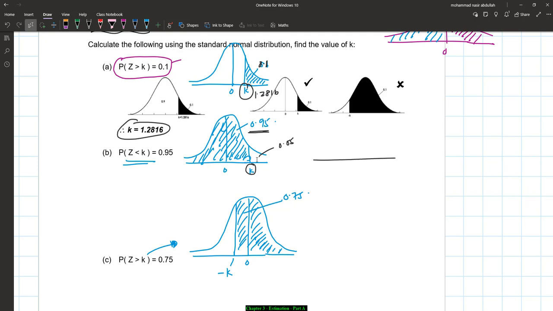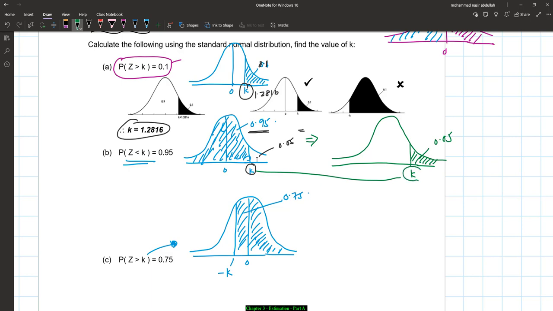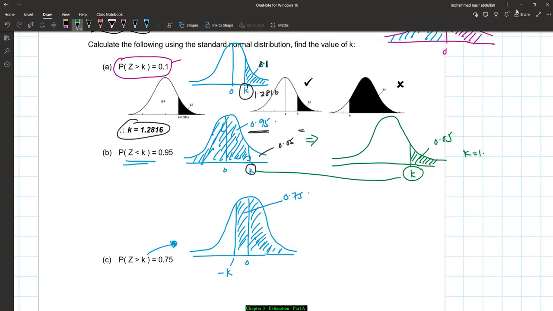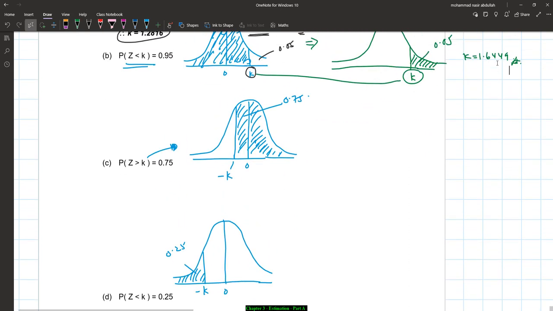It's the same thing, because this is a characteristic of the normal distribution. Right, let me use another color. So the same thing: this is 0.05, this is K. The point that we want to find is the value of K, right? So we can use the statistical table. 0.05 is here, so K is equal to 1.6449. Right? The same goes for the next example, C.